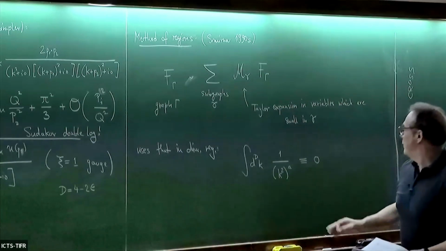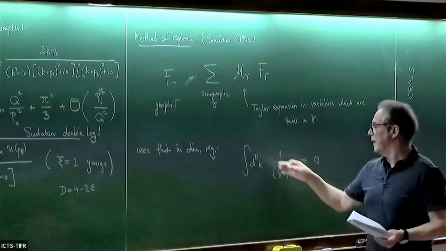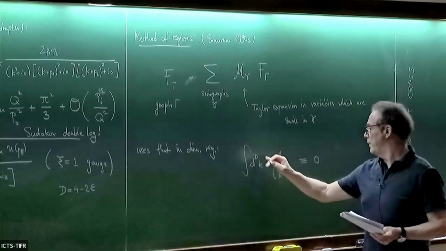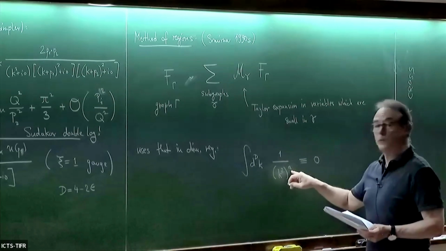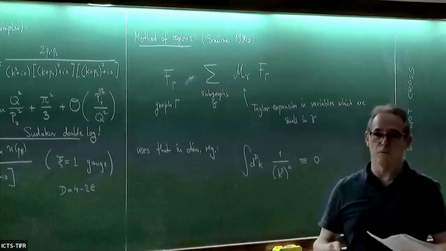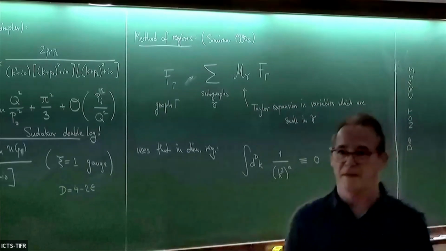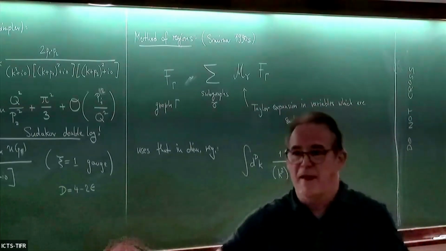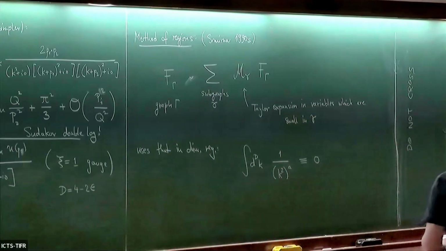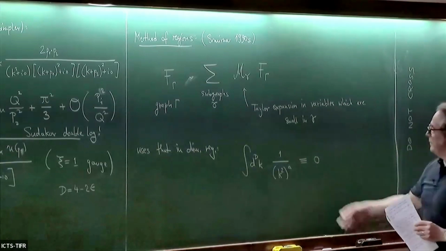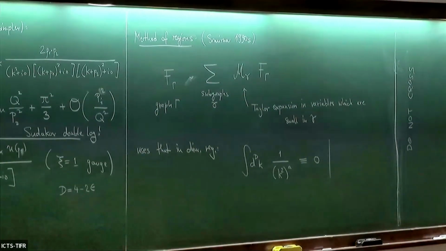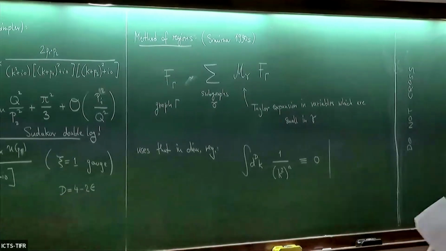But the point is, these loop momenta have mass dimension 1. This is an integral with dimension d minus 2a. So this must be a mass scale raised to the power d minus 2a. The integral doesn't know any mass scale, so its value has to be 0. It cannot be anything other than 0. You may think this is completely dull, but this is a key identity in dimensional regularization. And because of this identity, this works.